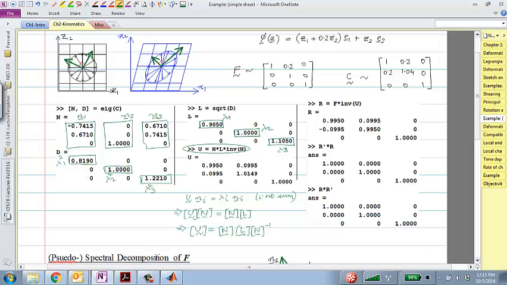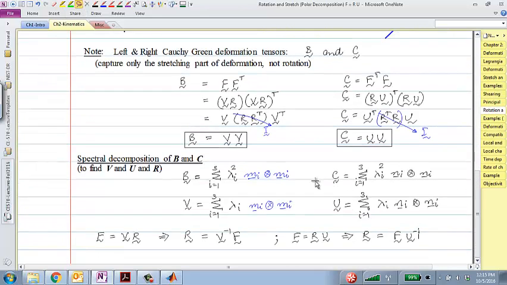So what we have done from the previous page is we've computed these n directions. We computed lambda squares. We took the square root, and now we have lambda 1, lambda 2, lambda 3. We have n1, n2, n3. So we should be able to construct the U tensor now.